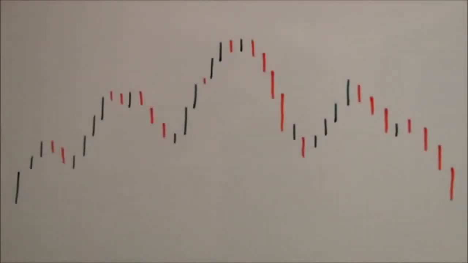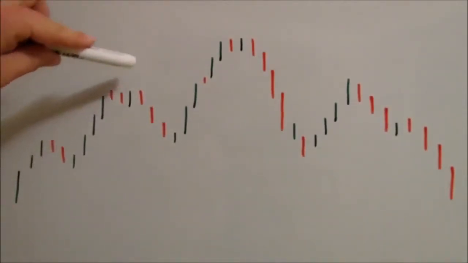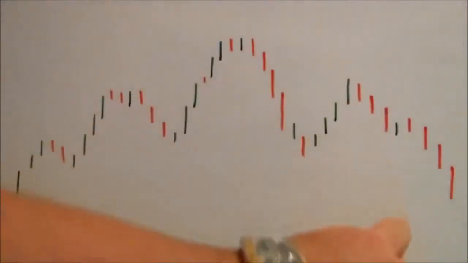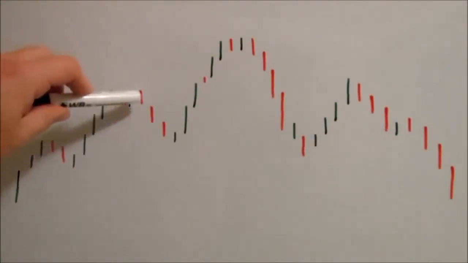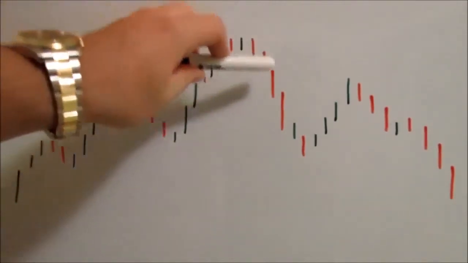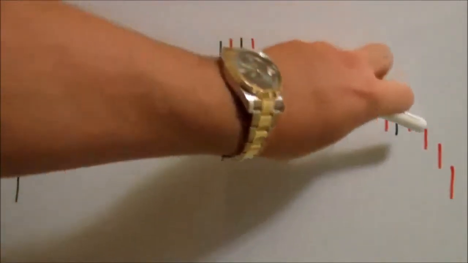This is a head and shoulders formation. It occurs at the end of an uptrend, beginning of a downtrend, and it gives you a kind of rounded top. The pattern is complete with a left shoulder, a head, and a right shoulder.